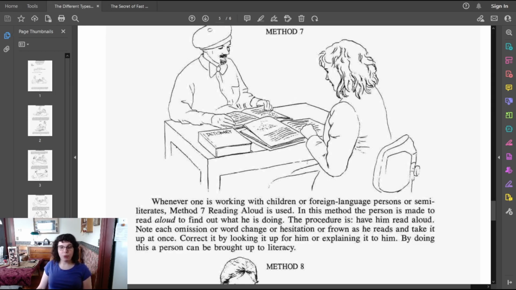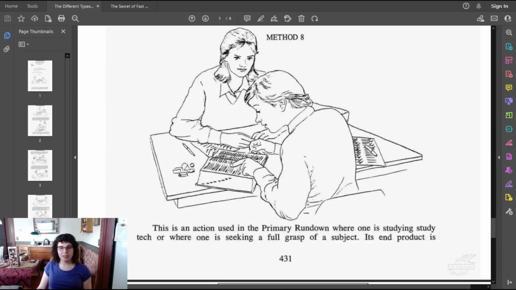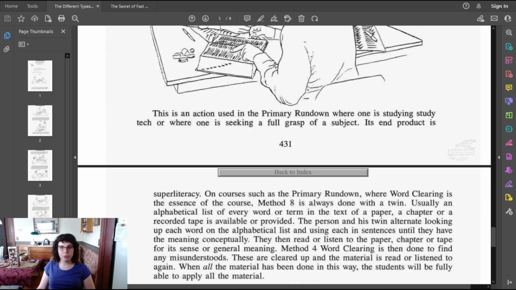Correct it by looking it up for him or explaining it to him. By doing this, a person can be brought up to literacy. Method 8. This is an action used in the primary rundown where one is studying study tech or where one is seeking a full grasp of a subject. Its end product is superliteracy.